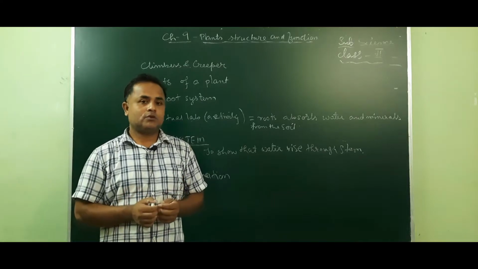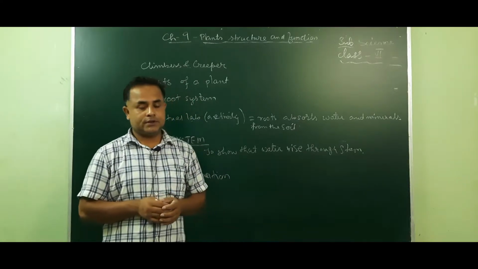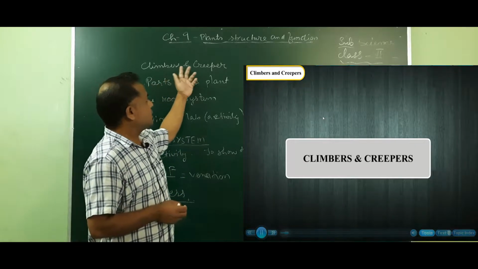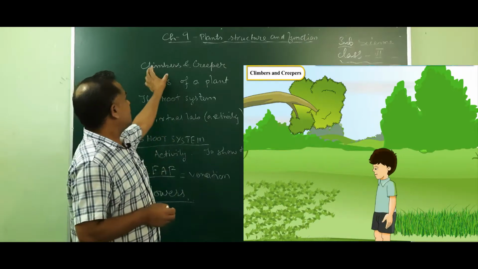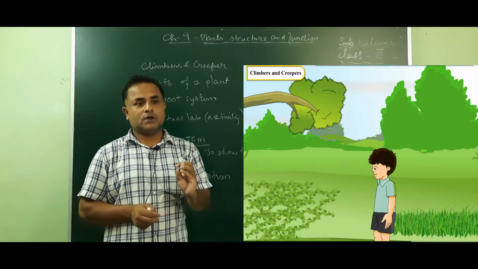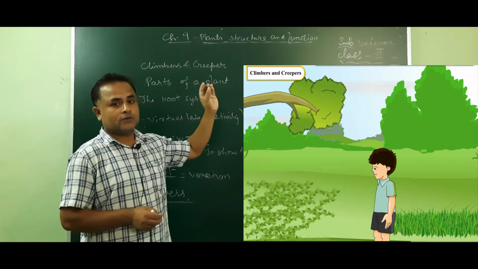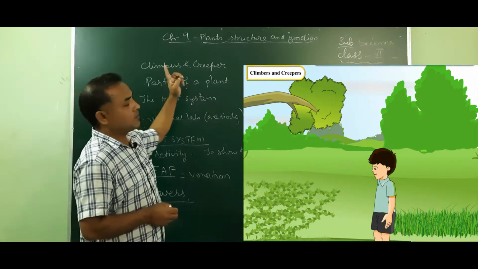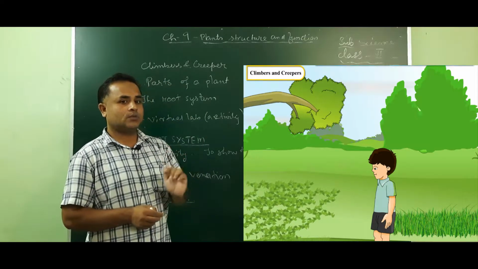So the different types of plants are herbs, shrubs, trees, climbers and creepers. Now especially we will see the climbers and creepers. Some of the plants are very weak and very soft, so they cannot climb up, they cannot grow straight of their own. So they need a support.